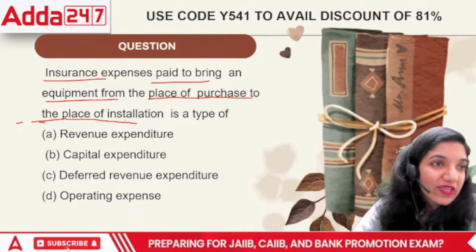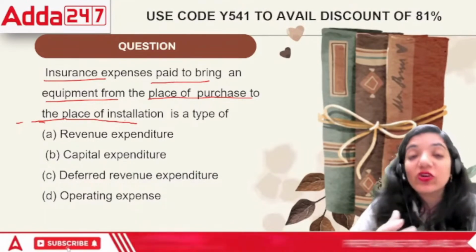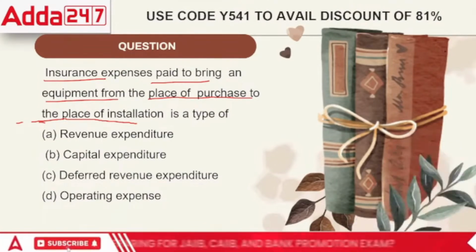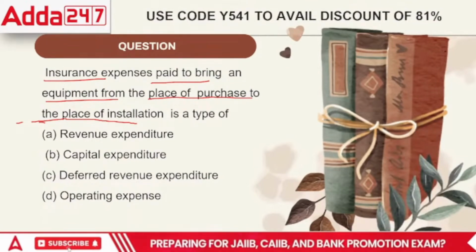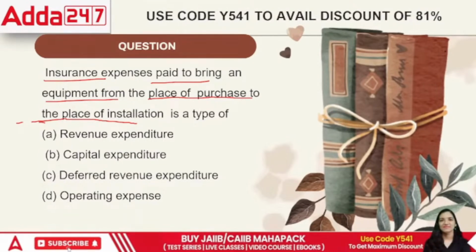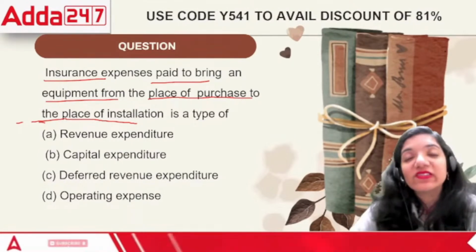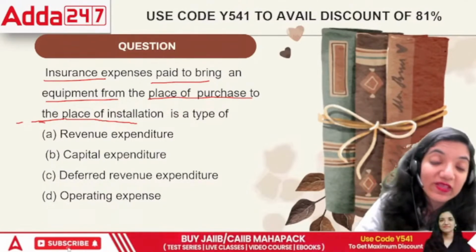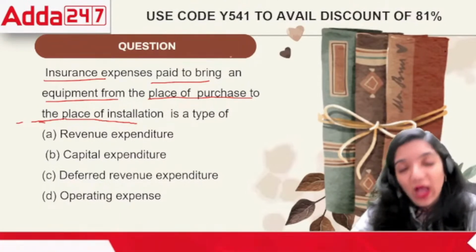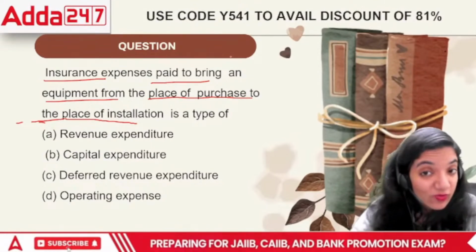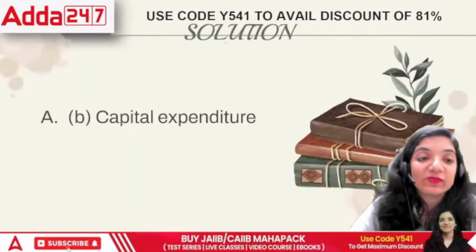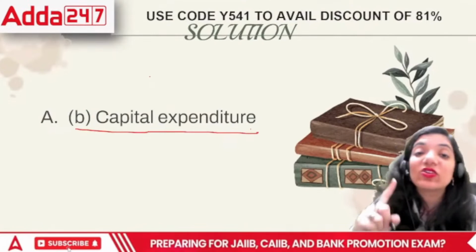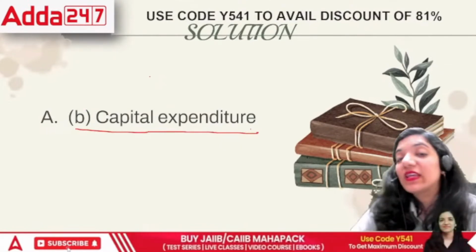Because if I get an AC and want to install it in our office, I will have to wait. First, I have to get the AC to my premises, and then I have to install it. Only then will I be able to use it. So every expense I incur after purchasing that asset from the showroom until it reaches my place is also part of capital expenditure. The correct answer is capital expenditure. Till the time that thing is not ready to use, whatever expenses we incur will all be included in capital expenditure.